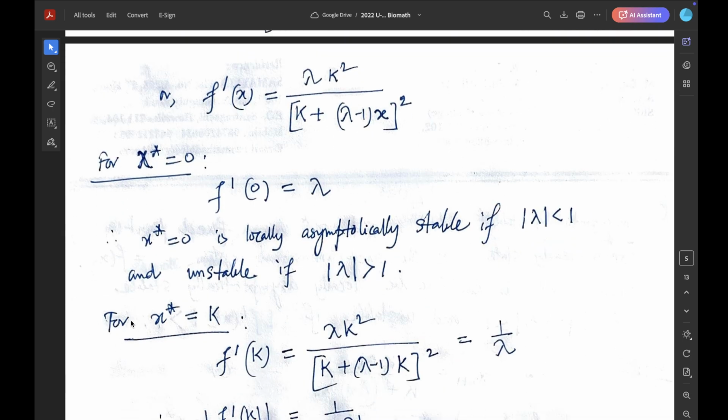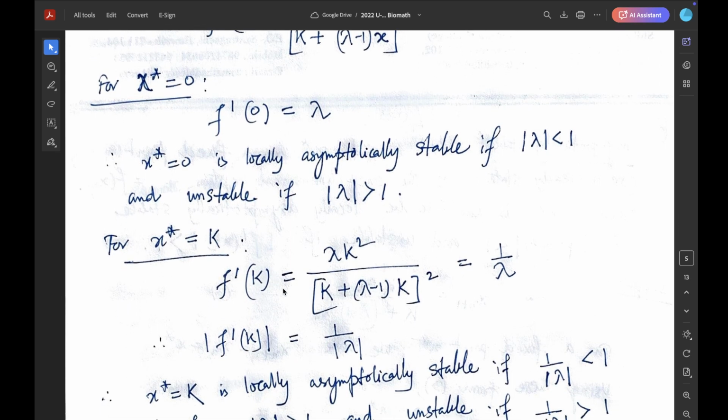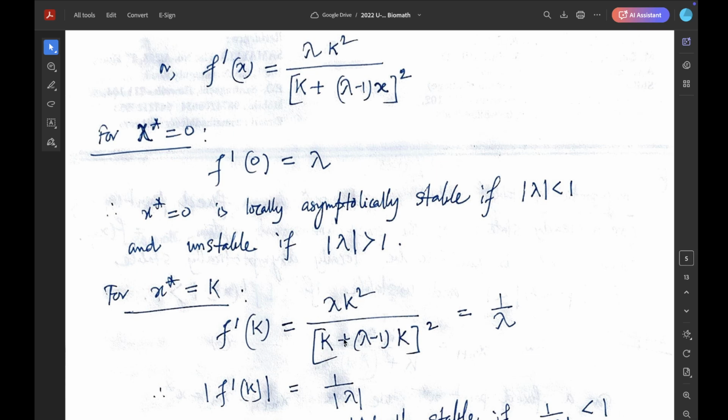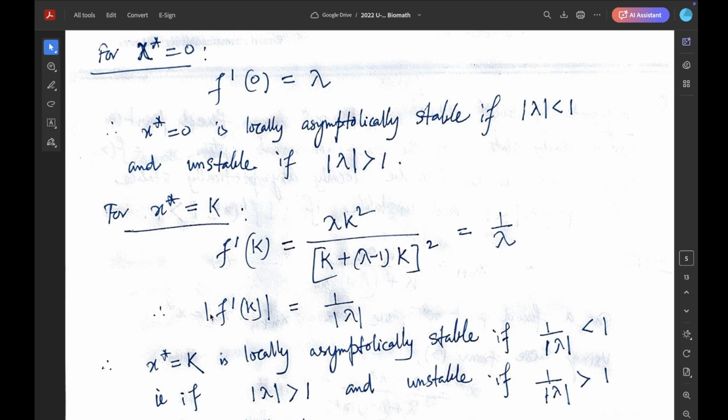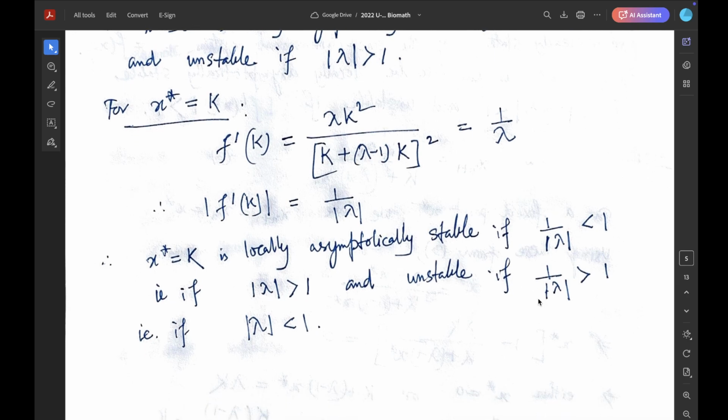Next, for the fixed point x star equal to k. Now f dash k equals lambda k square divided by the bracket k plus (lambda minus 1) into k whole square, and this is equal to 1 by lambda. So modulus of f dash k equals 1 by modulus of lambda. So the steady state x star equal to k is locally asymptotically stable if modulus of f dash k is less than 1, that is, 1 by modulus of lambda is less than 1, and that is if modulus of lambda is greater than 1. It is unstable if 1 by modulus of lambda is greater than 1, that is, if modulus of lambda is less than 1.